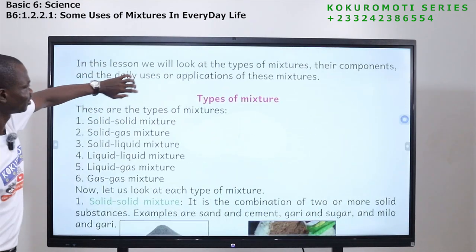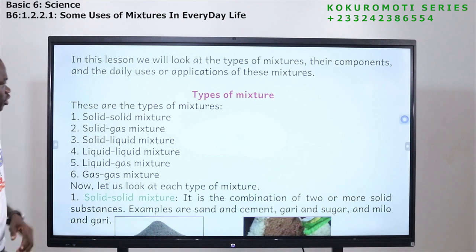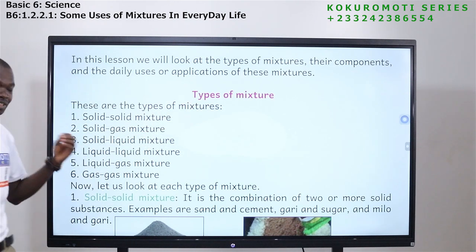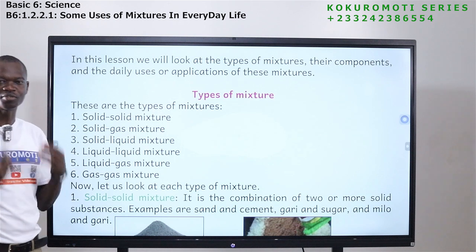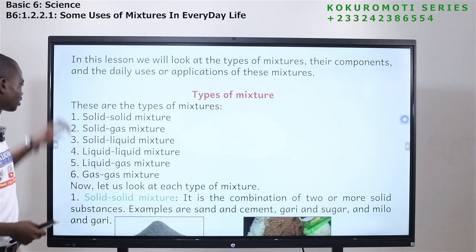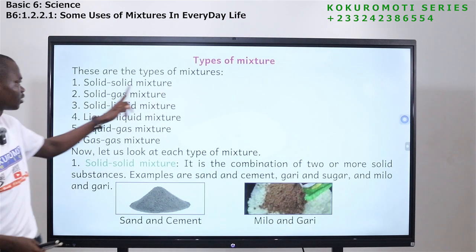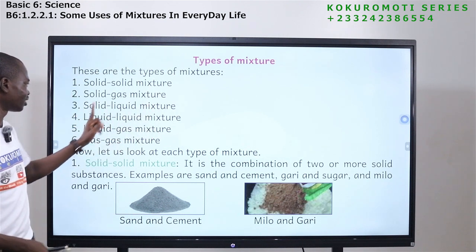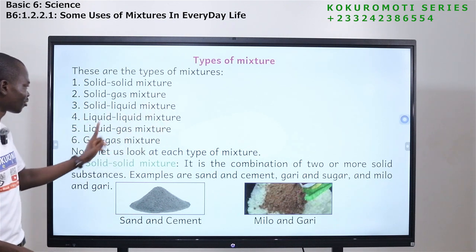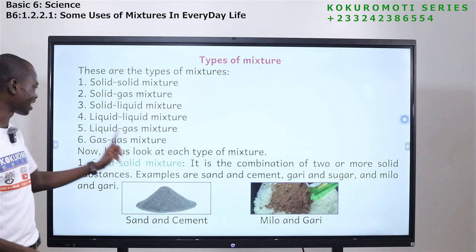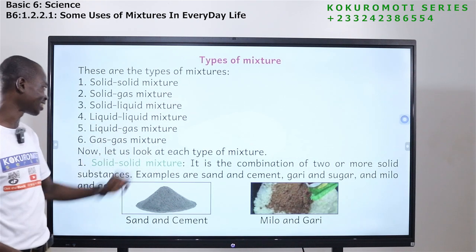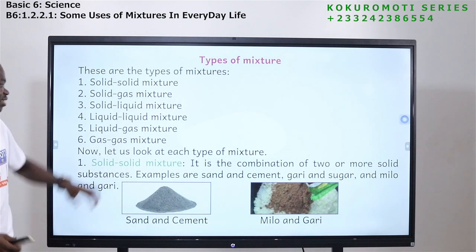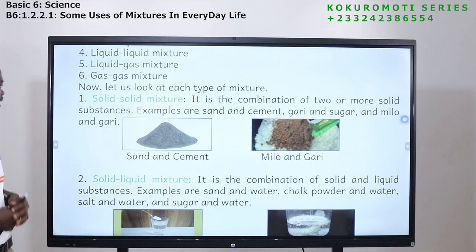Activity 1 is there. So let's move on to types of mixtures. We are looking at types of mixtures. So the mixtures that we are talking about, we have different types. The first one here is solid mixture, solid gas mixture, solid liquid mixture, liquid mixture, liquid gas mixture, gas mixture. So you have how many types here? 6 types. Now let's look at them one after the other.